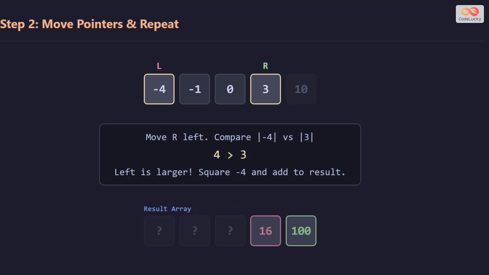Now the right pointer is at 3 and left is still at -4. We compare the absolute value of 4 versus 3. This time, 4 is larger. So, -4 squared is 16. We place 16 in the next available spot from the back of the result array and move the left pointer forward.